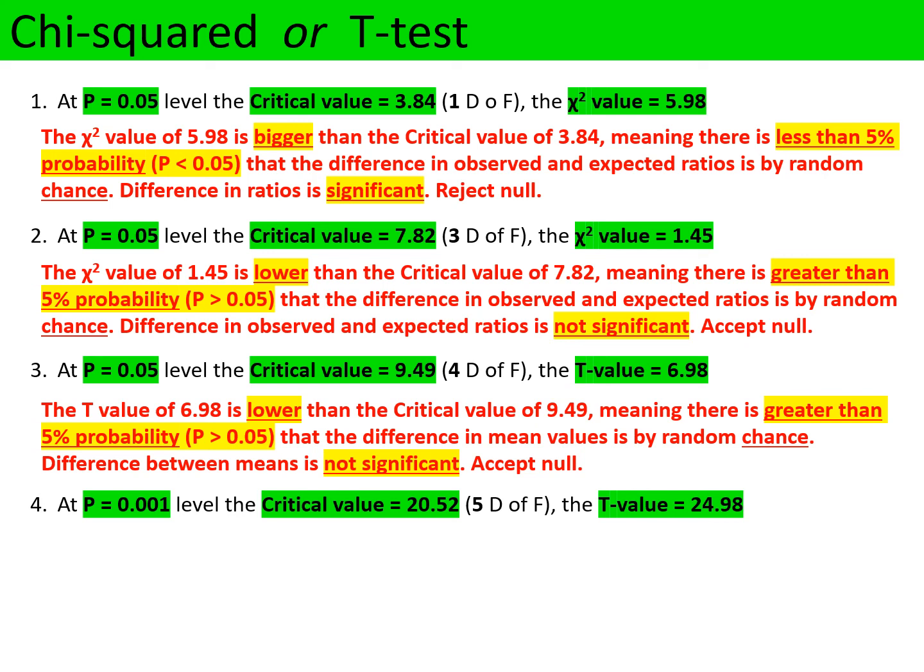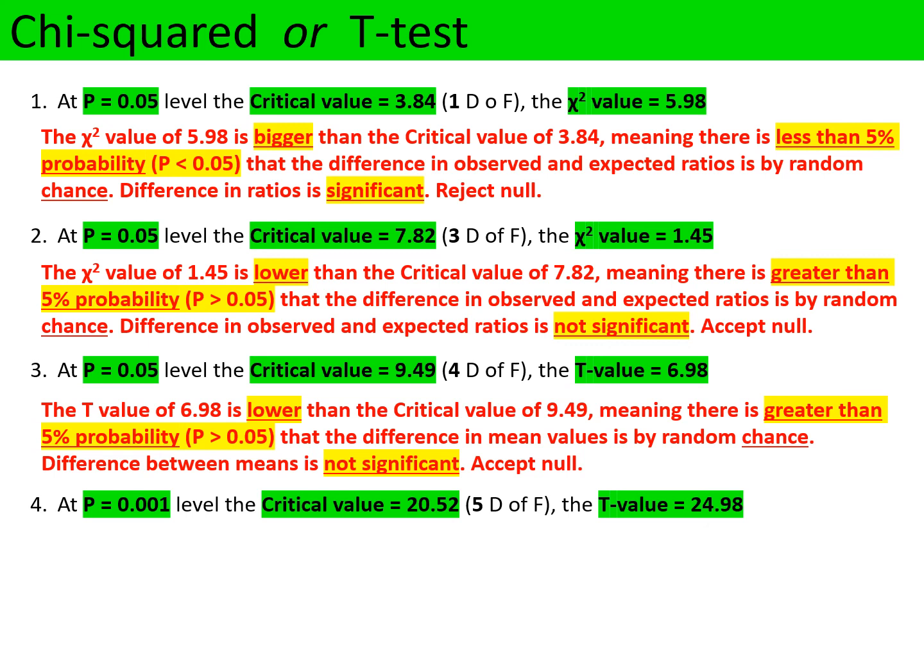There's a greater than 5% probability, the p-value is bigger than 0.05, that the difference in the mean values is by random chance. That means that obviously the difference in the two means is due to random chance. The difference between the two mean values is not a significant difference, and we would accept our original null hypothesis.